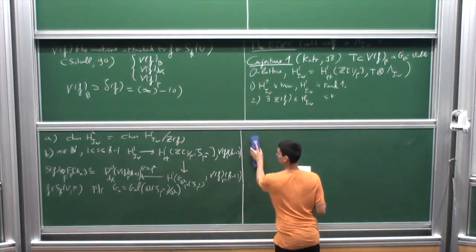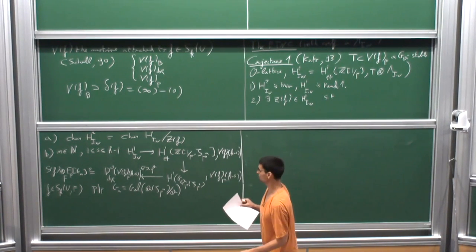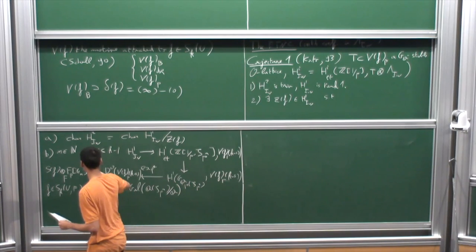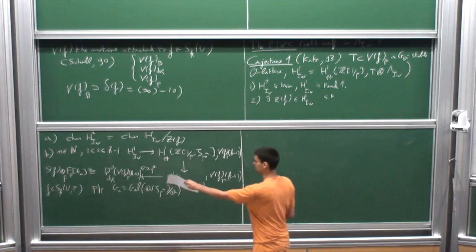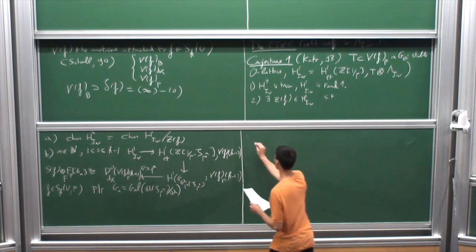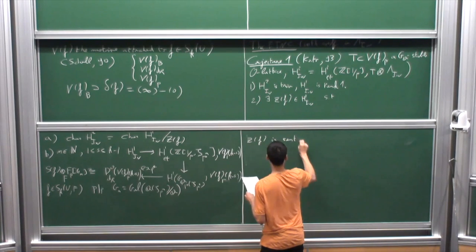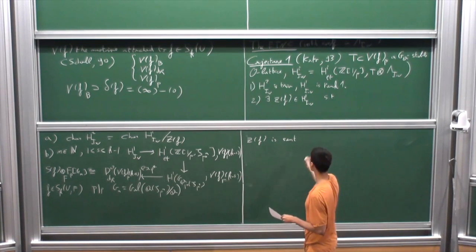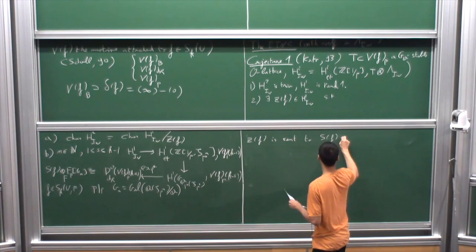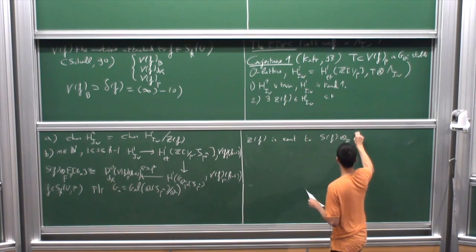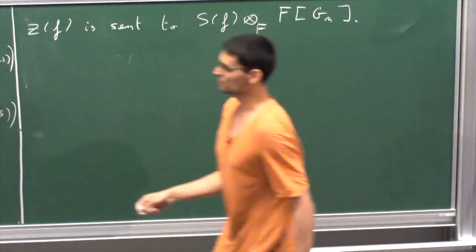Is the notation on the equality a question mark above the equality? No, it's isomorphic to. Ah, okay. Yeah. It's an explicit description of this space. And so z_F is sent to a rational subspace inside this F_p[G_n] space.